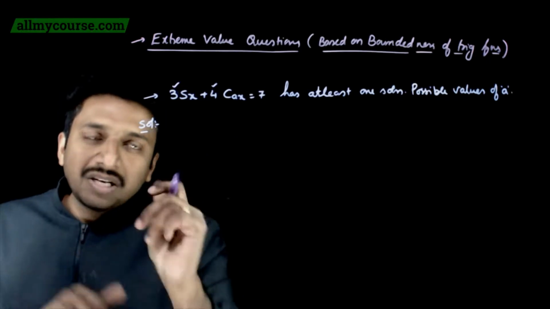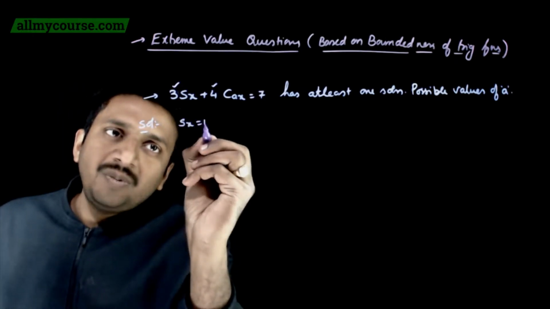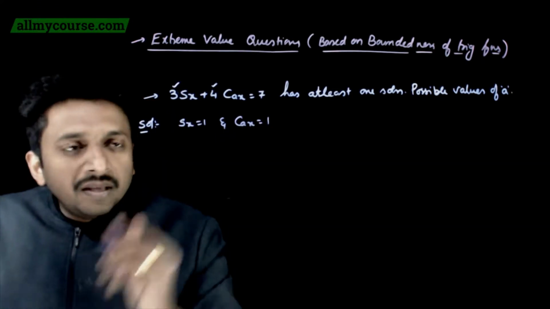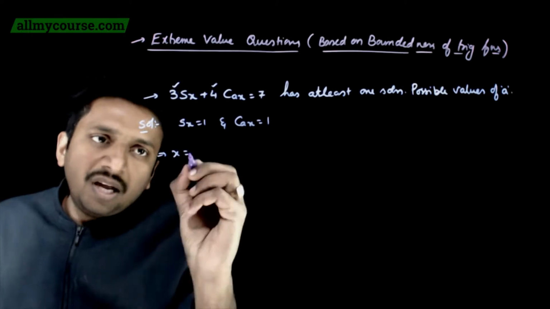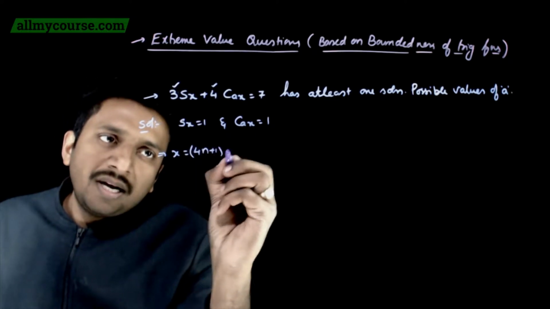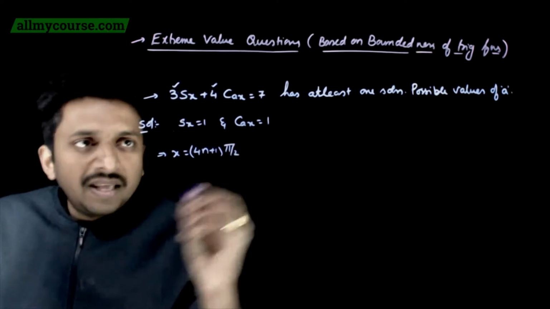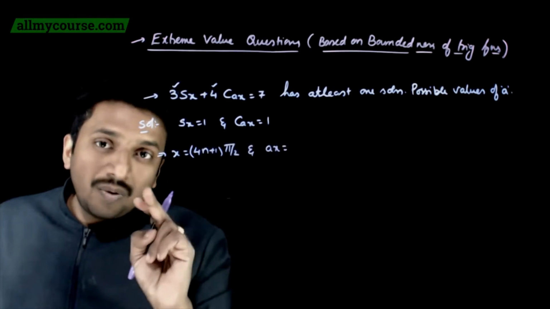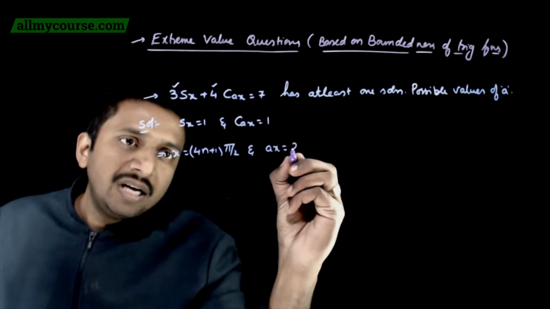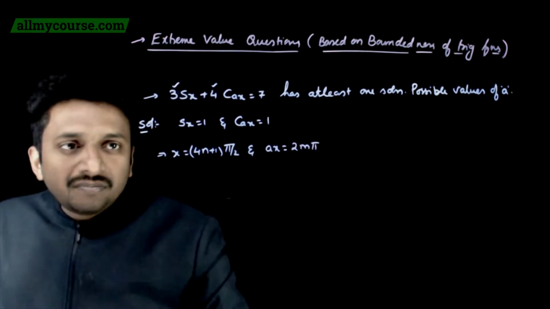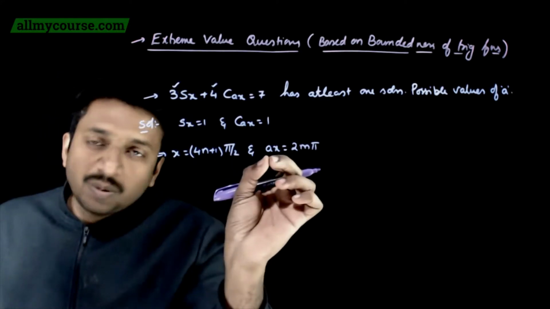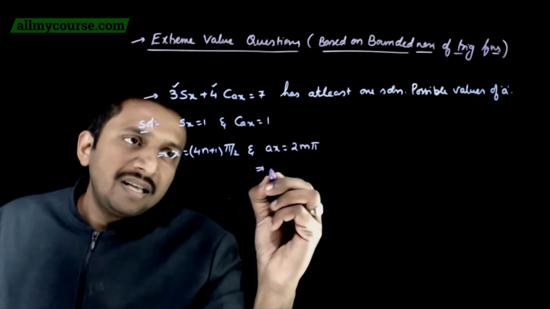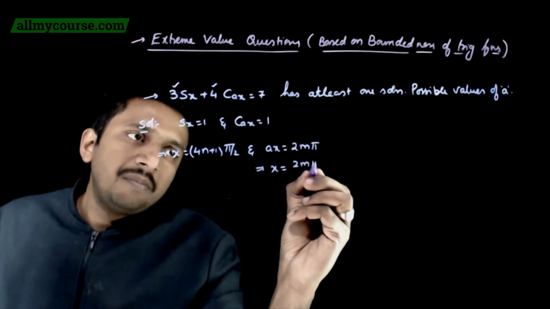So if this equation has to be valid, sin x has to be equal to 1 and cos ax should also be equal to 1. This implies x has to be equal to (4n plus 1) times pi by 2, right? And ax has to be equal to, cos is equal to 1, that means even multiples of pi, 2m pi. So x has to be equal to (4n plus 1) times pi by 2. Ax has to be equal to 2m pi. So this implies x is equal to 2m pi by a.